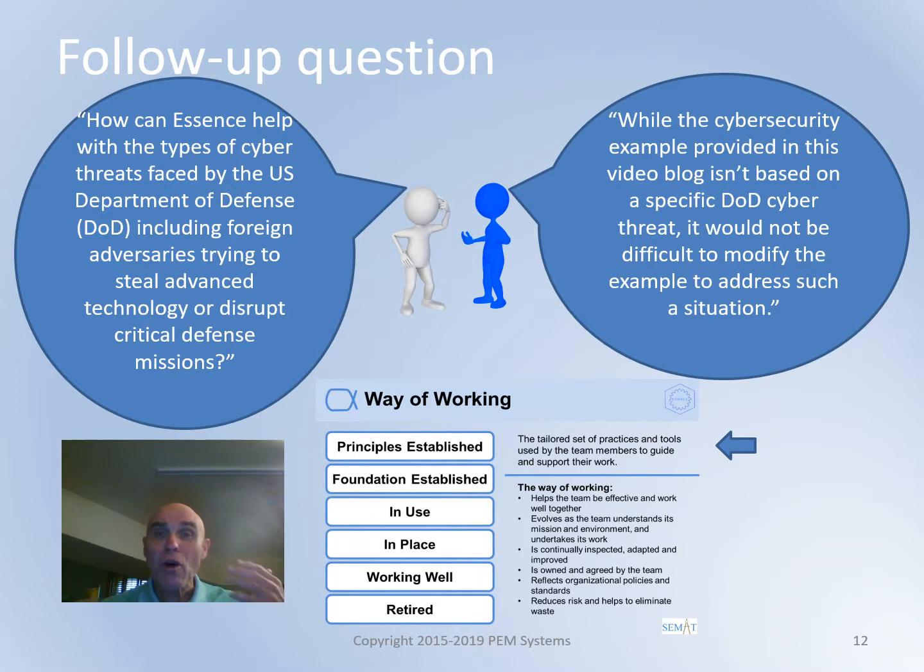As I answered this question, in the back of my head, I was thinking about the definition of the way of working alpha, the tailored set of practices and tools used by team members to guide and support their work. And that is the idea behind all of the scenarios and case studies I provide in my Essence in Use training. They are models that are intended to be tailored to address the specific needs of a client's situation.